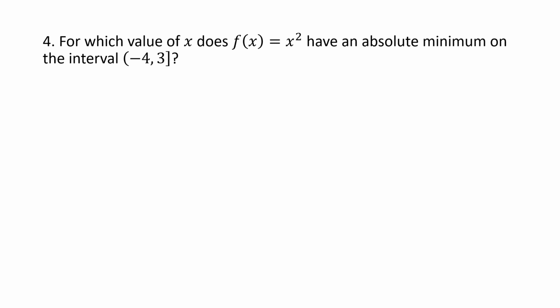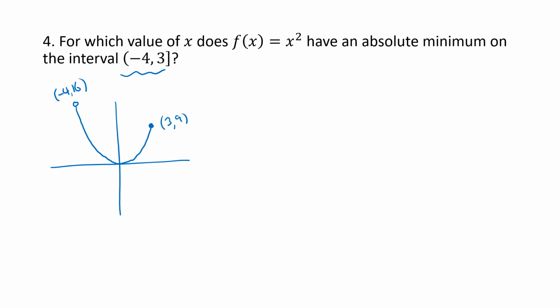Now this one, and actually the next two, talk about absolute minimums and absolute maximums. So first of all, let's think about this notation here. When we say negative 4 to 3 with an open parenthesis on the negative 4 and a closed bracket around the 3, that means that my function is going to start over here at the point negative 4 comma 16, and it's going to be my regular x squared shape, and then it's going to go up here to a filled in dot at the point 3 comma 9.